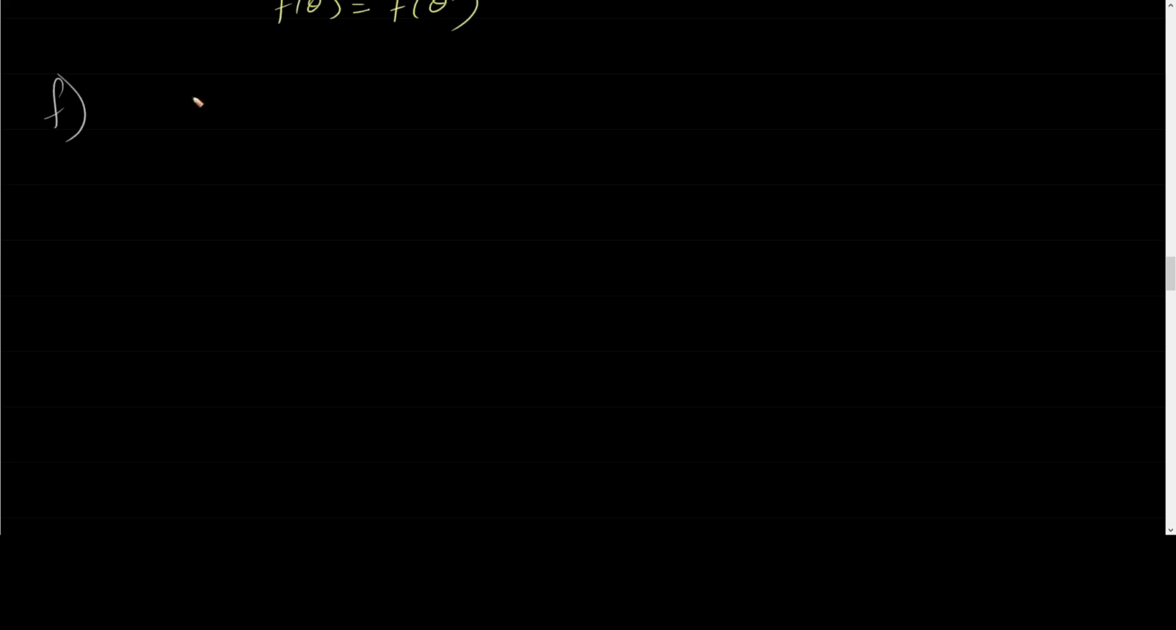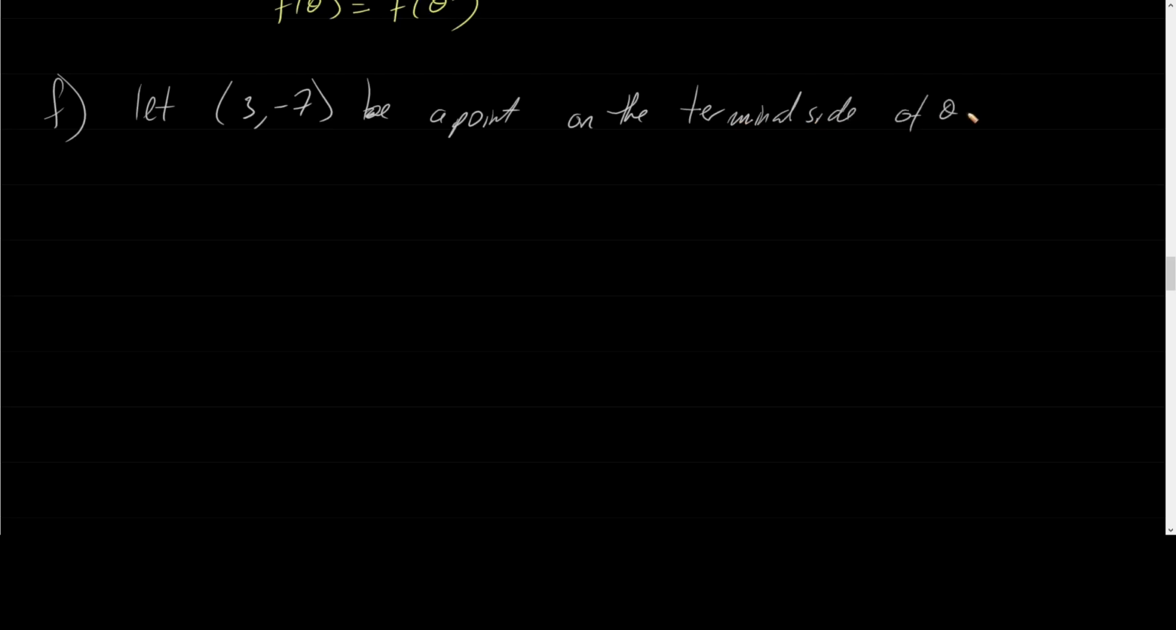Let's say I said, let the point 3 comma negative 7 be a point on the terminal side of theta. Find the 6 trig function values.